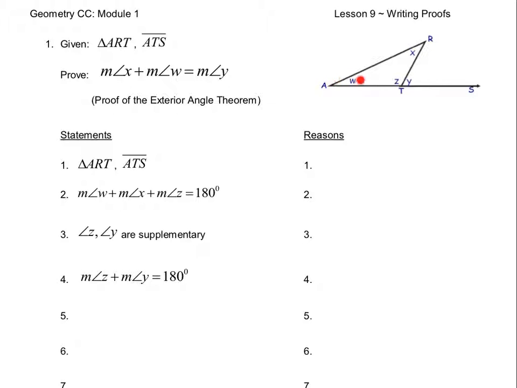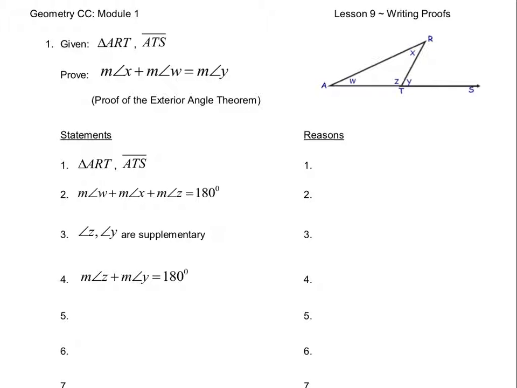Remember, when we're given a line segment, it's most likely because we're going to be using either vertical angles or linear pairs. You can see we don't have vertical angles here, but we do happen to have a linear pair. Given a triangle, we have the three angles of a triangle. We'll most likely be using the fact that the three angles of a triangle add up to 180. Let's look at the proof.